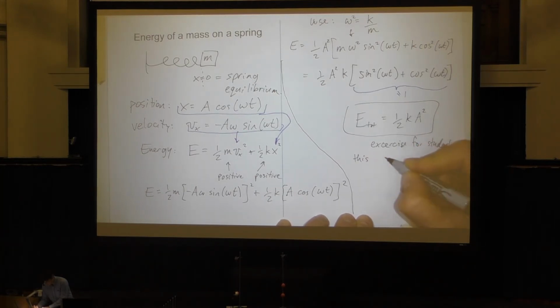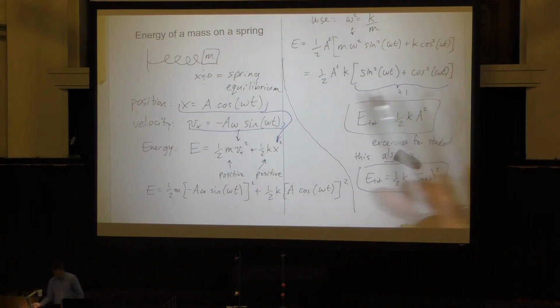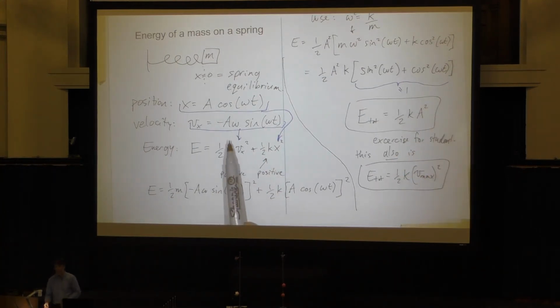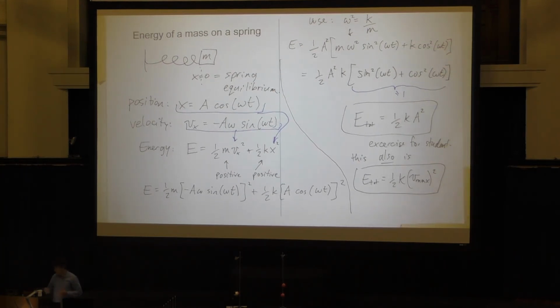This also is E total equals 1/2 k times V max squared, where V max, remember, is just A omega. It's the maximum speed. Those turn out to be the same. And it kind of makes sense if you think of maybe a graph of it.